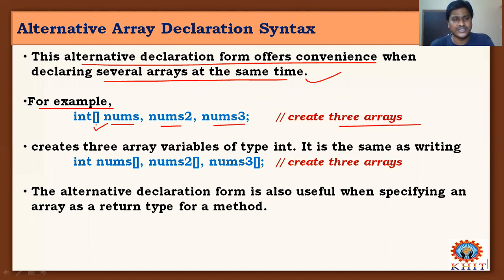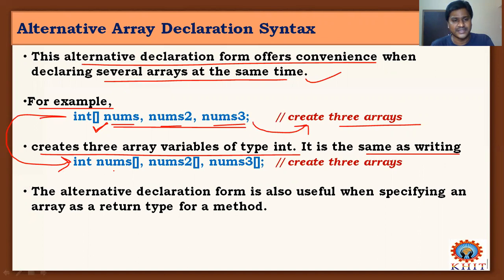But we can use this second alternative approach by simply mentioning one set of square brackets here, and we can give the identifiers of the arrays comma separated, and this automatically indicates that we are creating three arrays, right? This creates three array variables of type int. It is the same as writing the previous one. This statement is rewritten like this: int nums.